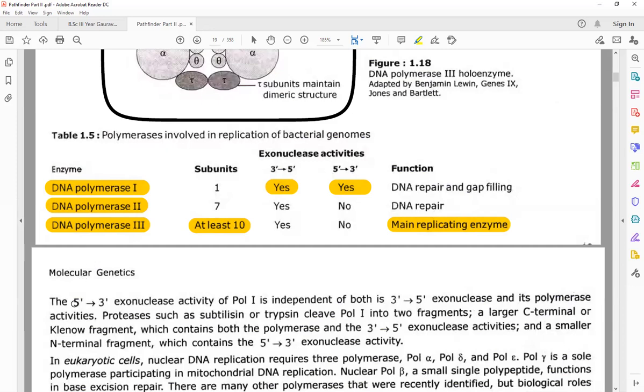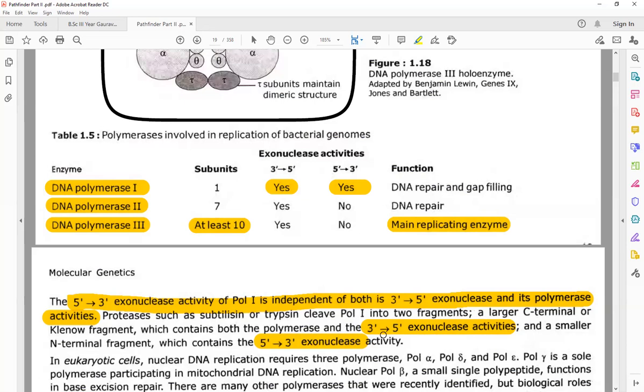Okay, the 5' to 3' exonuclease activity of DNA polymerase 1 is independent of the 3' to 5' exonuclease and its polymerase activity. Proteases such as subtilisin and trypsin cleave polymerase 1 into two fragments. So if you cleave it with the help of proteases, it is going to cleave into two different fragments. One is called the 3' to 5' exonuclease fragment, and the other one has the 5' to 3' exonuclease activity. So these are the two different fragments which are going to be produced. Okay, any doubt?